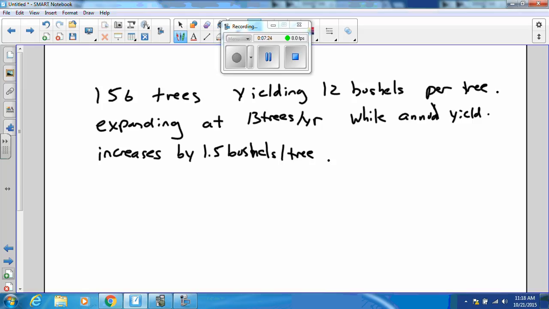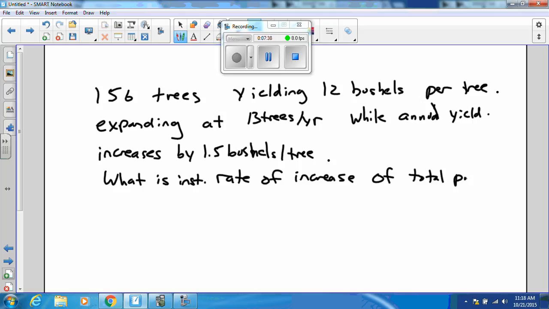What is the current, in parentheses, instantaneous rate of increase of his total annual production of apples? Of his total production? Yes. Okay.